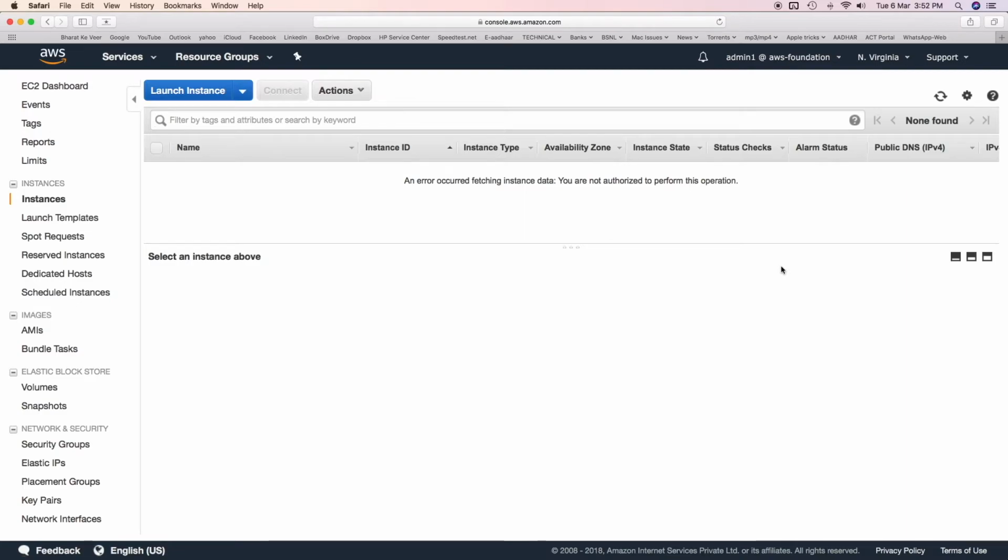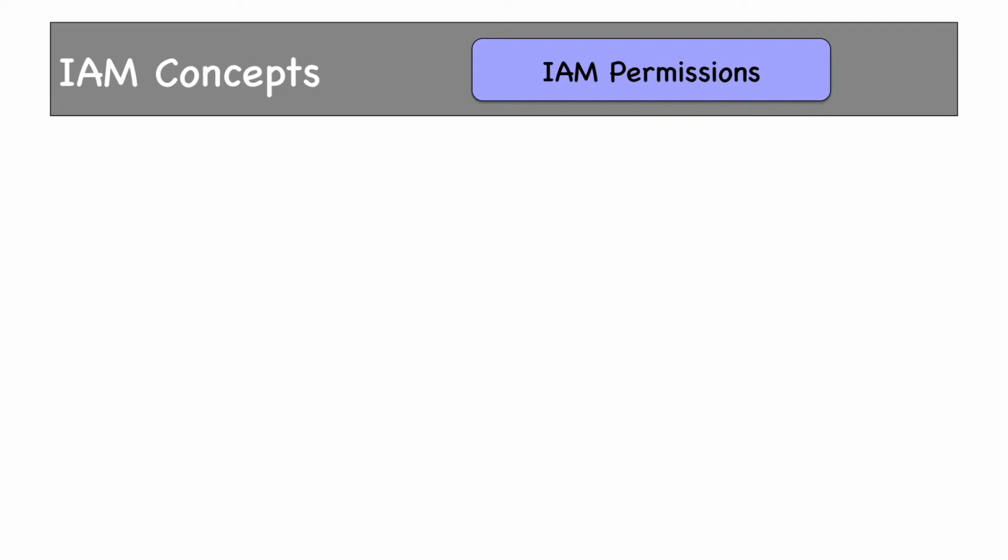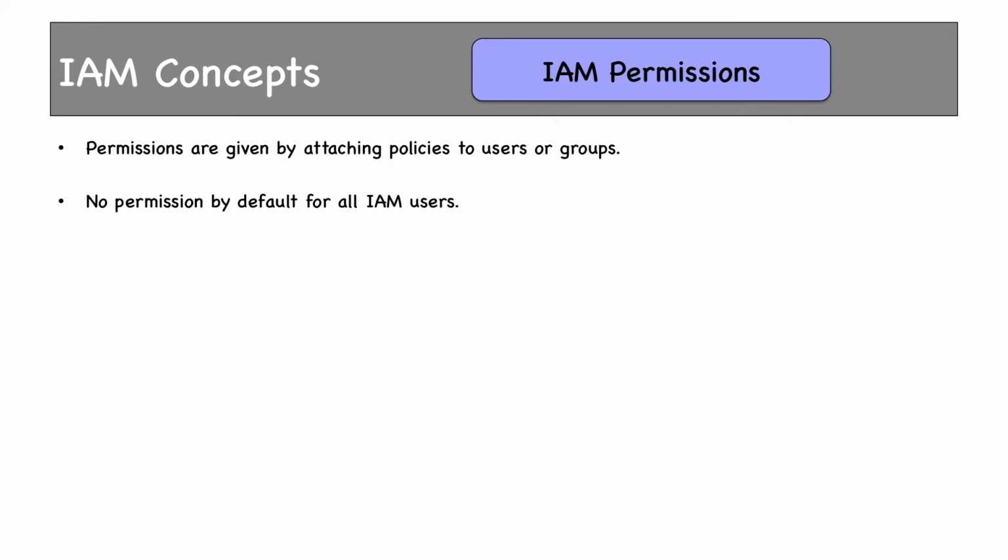This is how explicit deny works. No matter how many allows you have, if you have an explicit deny for a particular action, that action will never be allowed. Few pointers on IAM policies. Permissions are given by attaching policies to users or groups. By default, all IAM users do not get any permission.